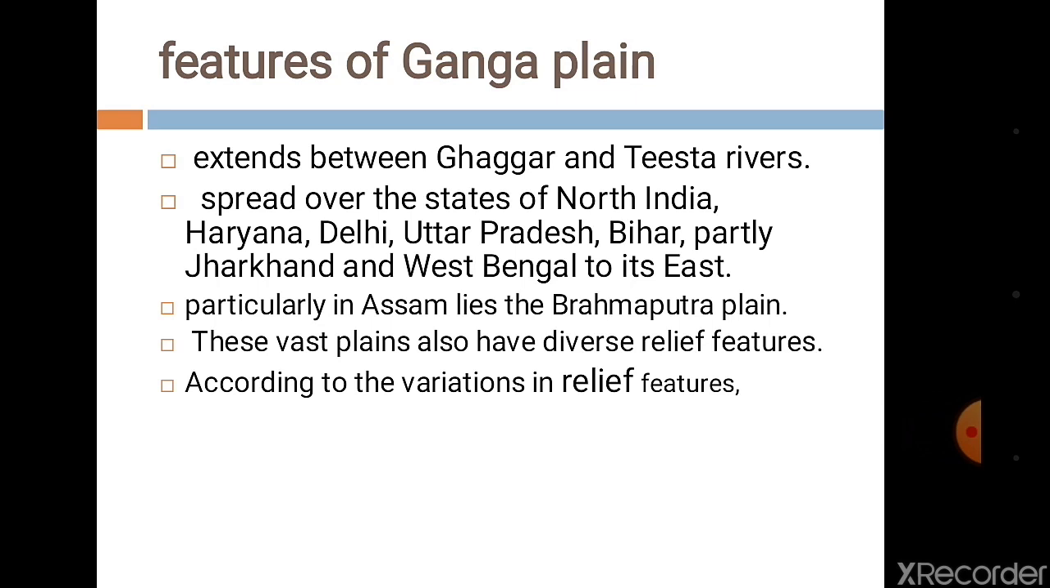The northern plain is said to be a flatland, a continuous flatland, but that is not true. It is not a continuous flatland. Relief variation is found in this region. These vast plains also have diverse relief features. According to the variation in relief features, the northern plain can be divided into four regions.